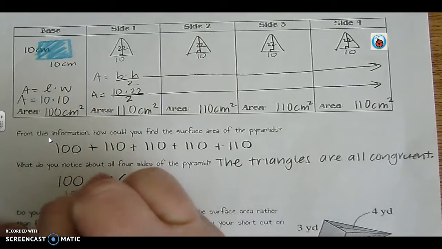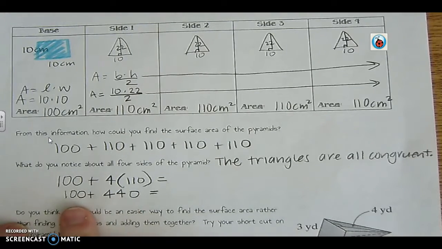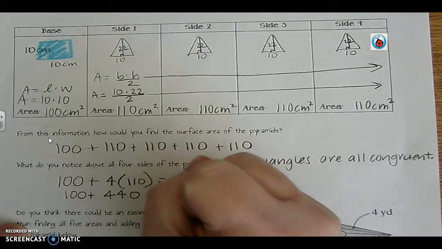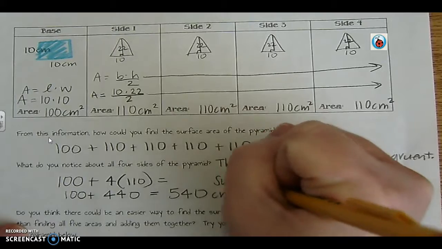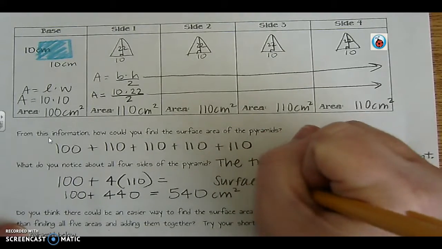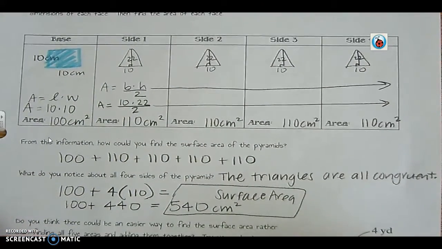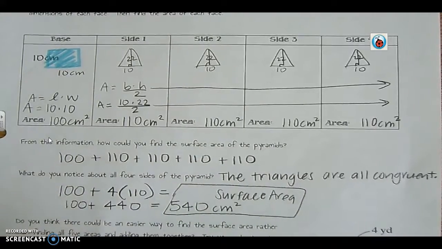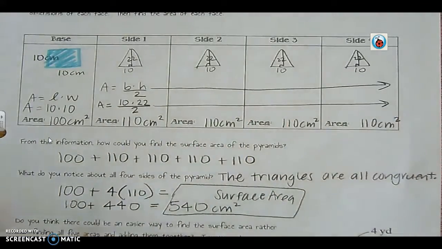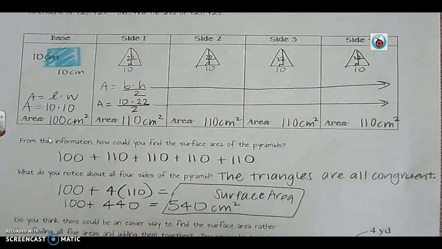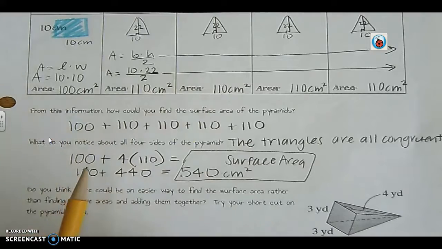So when I multiply first, I get 440, and then I add the base to it, which was 100, so that's 540 centimeters squared. That's going to be my surface area. So really, I'm only finding 2 areas in a pyramid, the base and one of the triangles, but that triangle is continually repeated over and over again. So I can find that surface area easily with only 2 different areas.